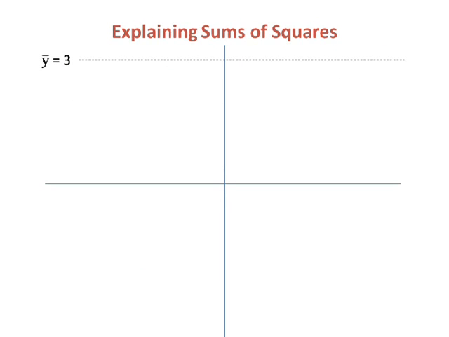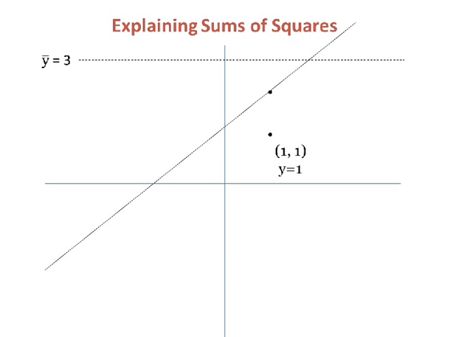To help understand the language of sums of squares, let's look at a hypothetical example. Let's suppose we have a distribution whose mean is 3. We represent this on a two-dimensional graph by putting 3 at every value of x, which results in the dashed line shown in this graph. One of the points in our distribution is 1, 1. Let's say that the regression line containing the predicted values runs through the point 1, 2, and that y hat, our predicted value, is 2.